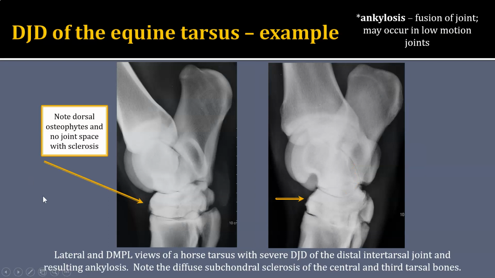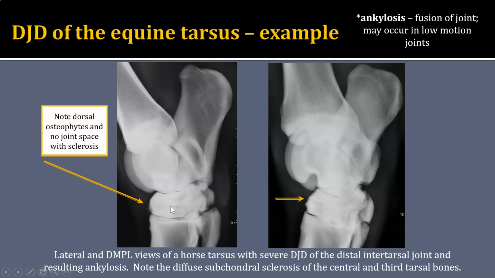And then here's a patient that has basically almost healed his severe degenerative joint disease. So we have a lateral and a DMPL view. Notice that the distal intertarsal joint is pretty much completely collapsed, and in fact it seems to be bridged, especially here at this dorsal and dorsolateral aspect, with new bone. And when we see this, that basically means that joint has fused. In this patient, I think it's entirely, and the word we use for fusion of a joint is ankylosis.